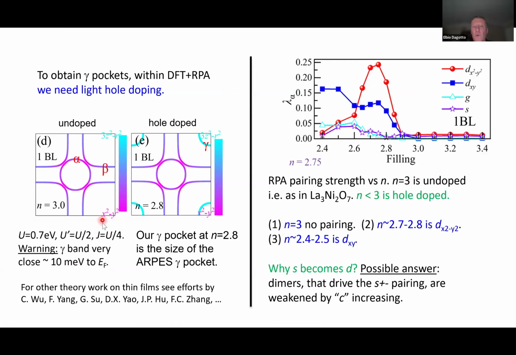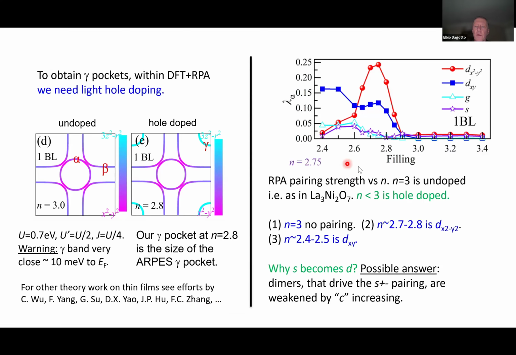It's too much to ask for a few meV precision. But what we did, the undoped case doesn't contain the gamma pockets. You need to hole dope to get an area of gamma pocket compatible with the photoemission, at least with the photoemission I cited. That goes into about 6% doping. But there are theoretical works by many other groups. Please visit the literature corresponding to this. It is just a subset of the many theories that have produced publications in this area.